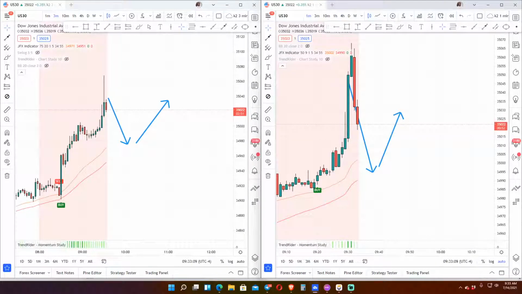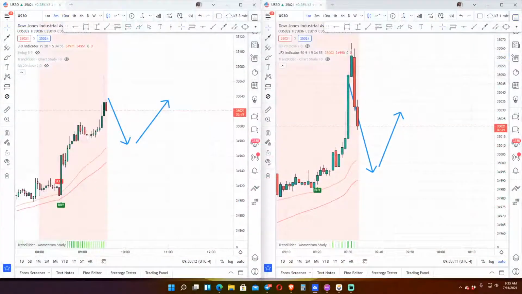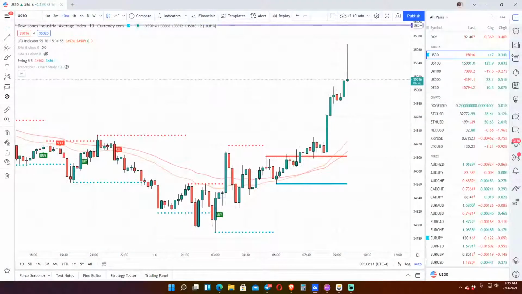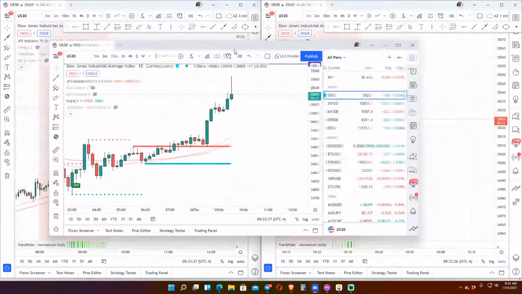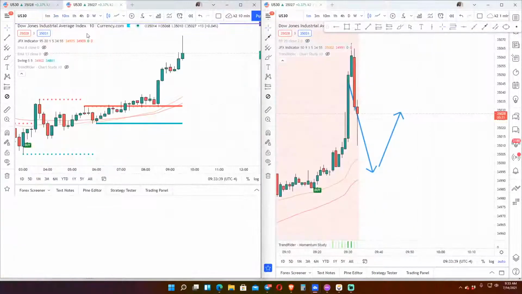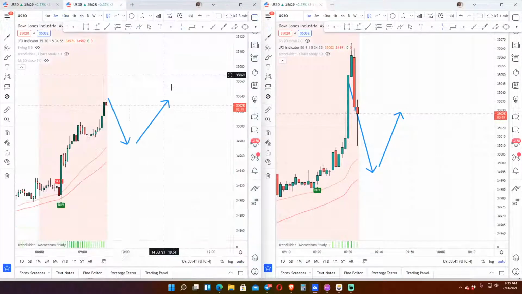Let's check out the 10 minute real quick. See what it's doing. Yeah, you see these huge wicks to the top. Pull back. All right, so let me just move that over there.